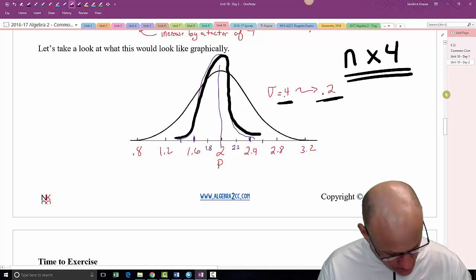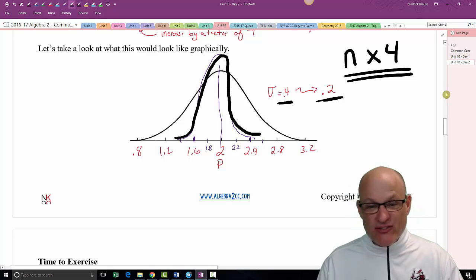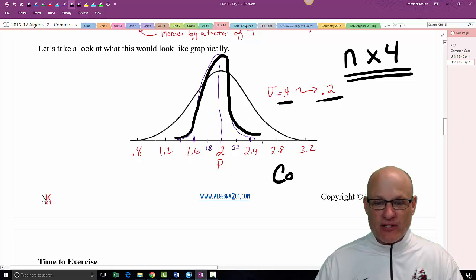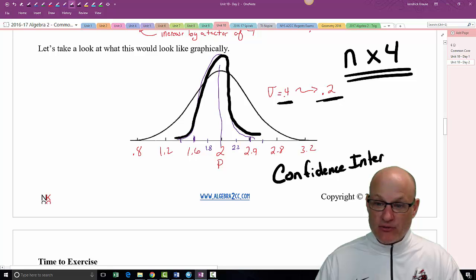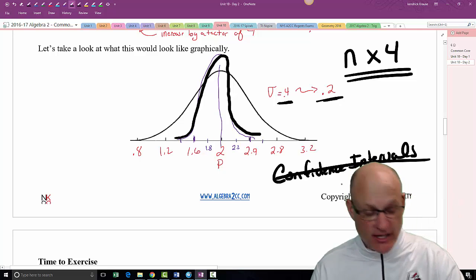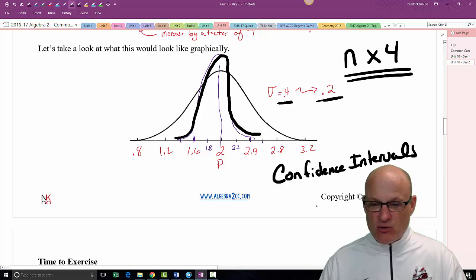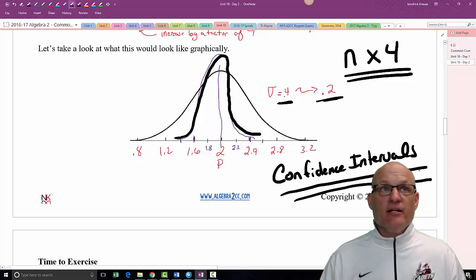All right. We'll use this information later to talk about confidence intervals. Confidence intervals are what we're going to be talking about a lot this unit. Oops, I didn't mean to cross that off. I meant to underline it. We'll be talking about that quite a bit, about how confident we are about your data.